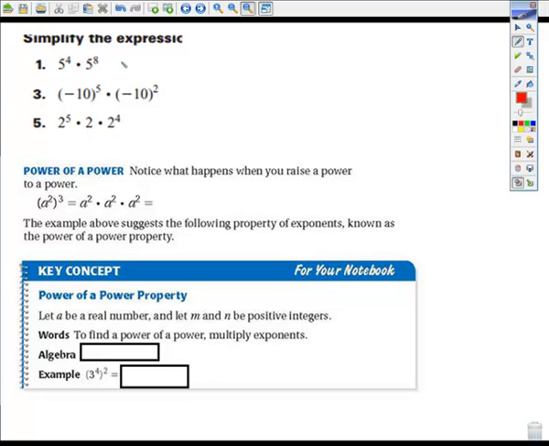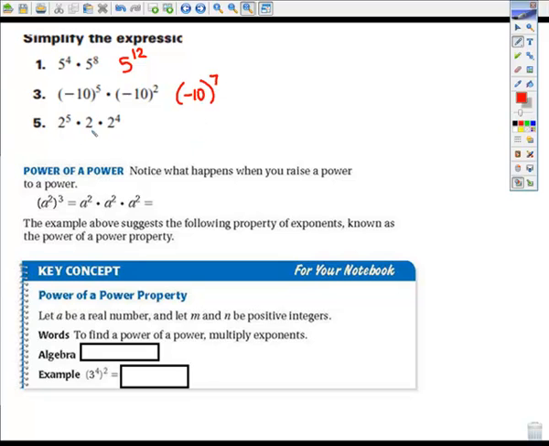5 to the 4th times 5 to the 8 is 5 to the 4 plus 8, which is 12. Negative 10 to the 5th times negative 10 to the 2nd. Notice the negative 10 is in parentheses, so keep it in parentheses. 5 plus 2 is 7.